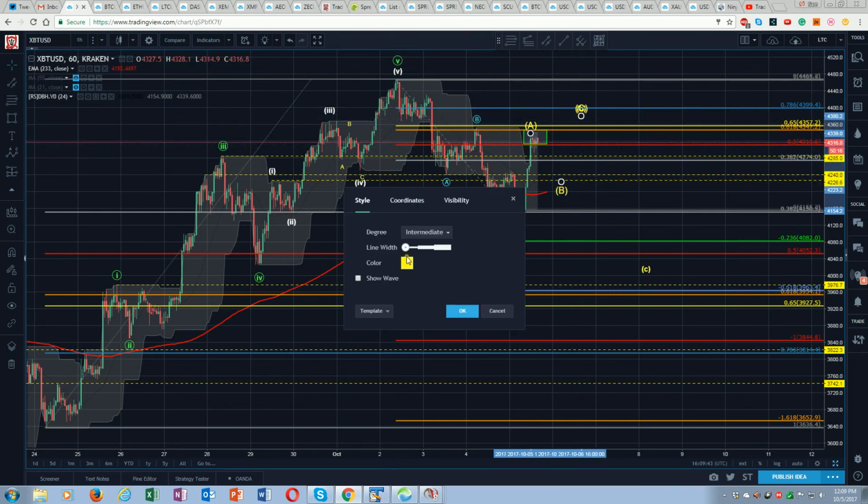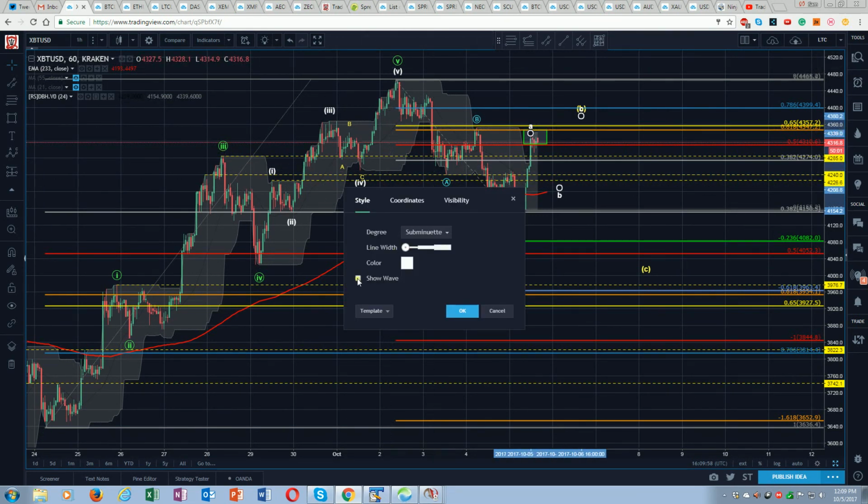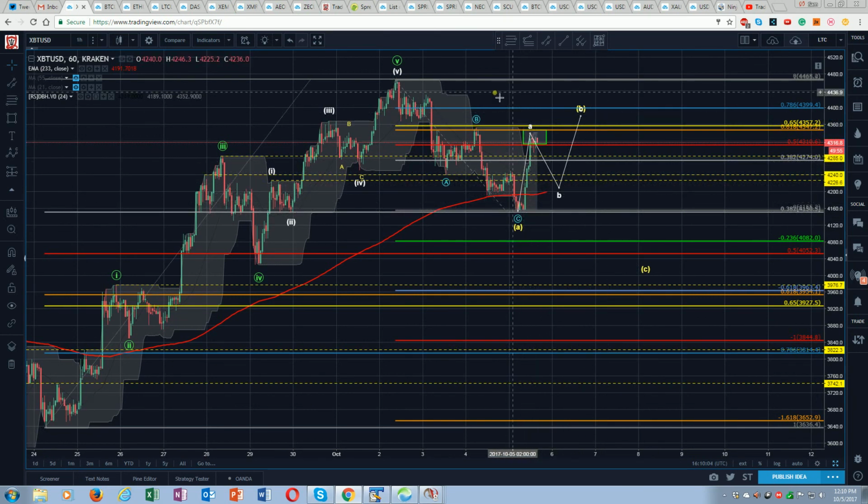Let me change the color and put it on a smaller degree. So my expectation is, because this is not a 3-wave structure, which you'd expect in the B wave, that, let me put the wave on there just to make the point, my expectation is that we're going to do this, right? And it's a potential roadmap. Doesn't mean this has to happen, but it's always about playing the probabilities.